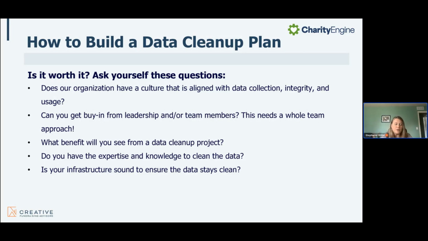And then the last one, again, I've mentioned it a couple times: if you clean it, do you have a sound infrastructure? What I mean by that is, if you clean it, are there processes and procedures or things in place that will keep you from having to do a massive data cleanup in 5 years, in 10 years? And if your organization doesn't align on making sure that it stays clean, then you have to investigate, again, the ROI behind it.